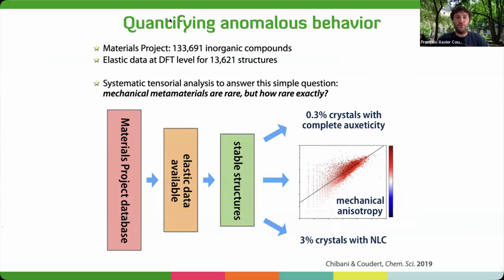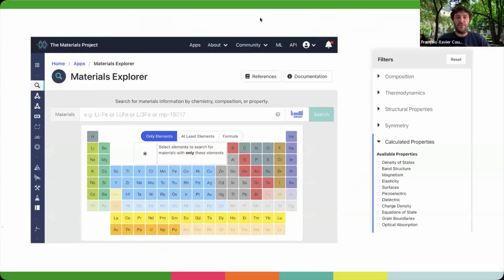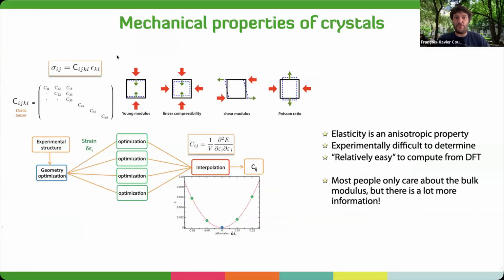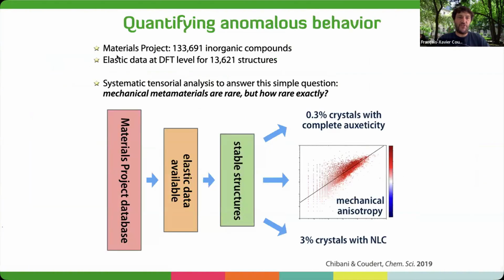So we started to use this Materials Project. We found elastic data at the DFT level for more than 10,000 structures. Again, this is good because that's a big number, gives us enough data to play with statistically. And we started applying this tensorial analysis at a large scale. So if I go back a little bit, I take for every material this elastic tensor that you see, and mathematically from that I can derive which ones have negative compressibility, negative Poisson's ratio, which is auxeticity, etc.